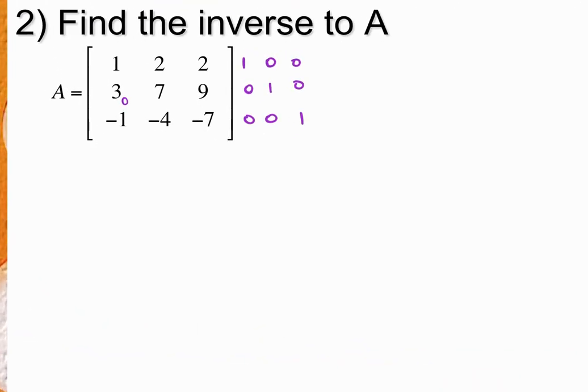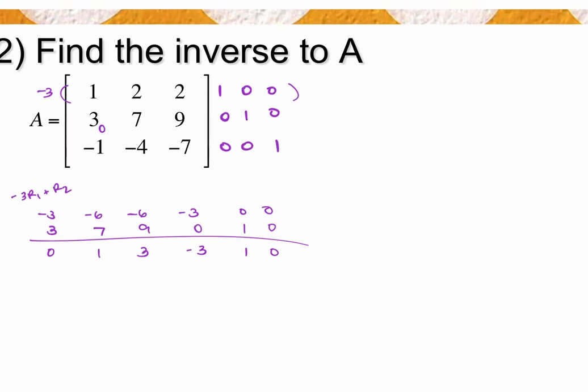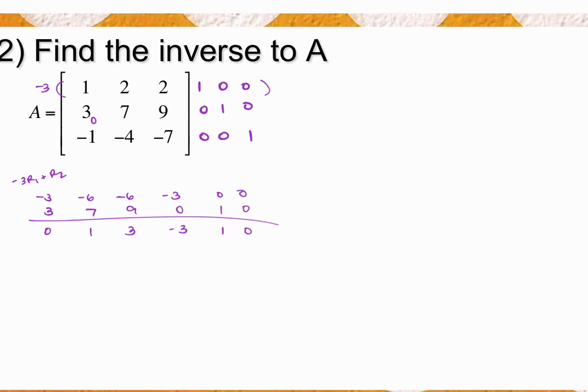How many of you did row 1 times -3? Okay, so -3, row 1 plus row 2. So I'm -3 all the way across. -3, -6, -6, -3, 0, 0. Plus row 2, 3, 7, 9, 0, 1, 0. And I get 0, 1, 3, -3, 1, 0. And that takes the place of row 2.